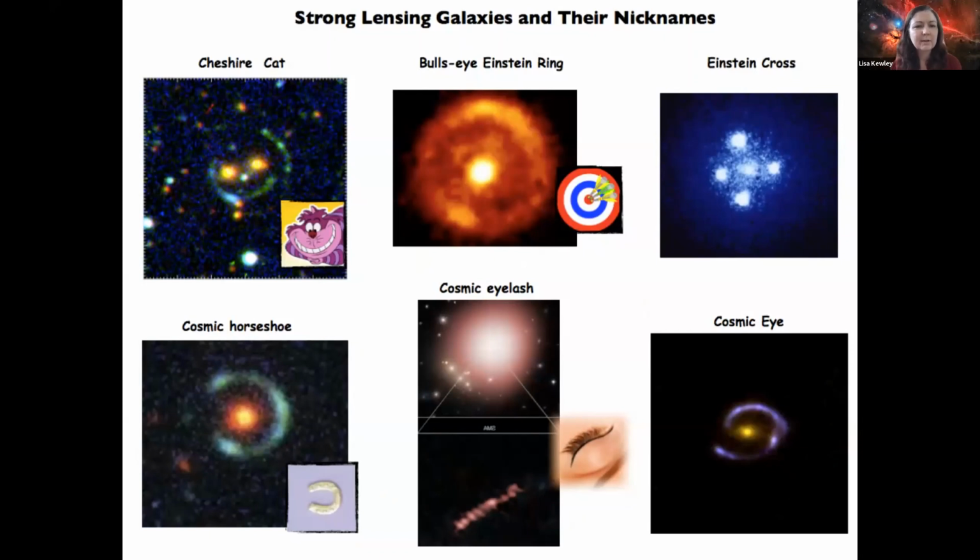Astronomers really like to name their gravitational lenses funny names. The one on the top left is called the Cheshire Cat, and we've got bullseyes, an Einstein cross, a cosmic eyelash, and then we also need to have a cosmic eye. All of these are real images of one galaxy behind, but it's been distorted. It's spread into either a circle, or you see multiple images of that galaxy.